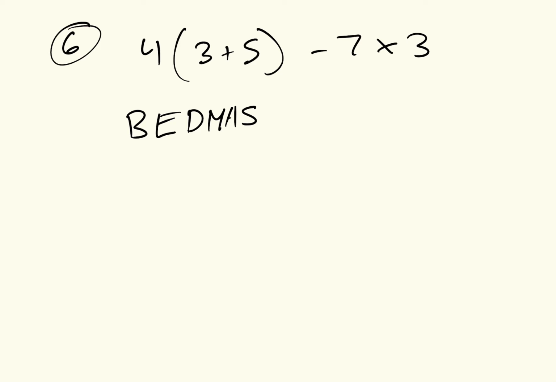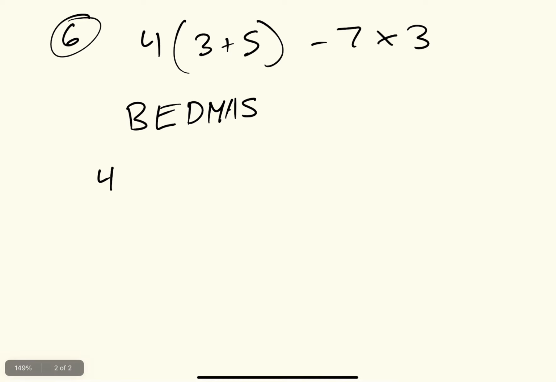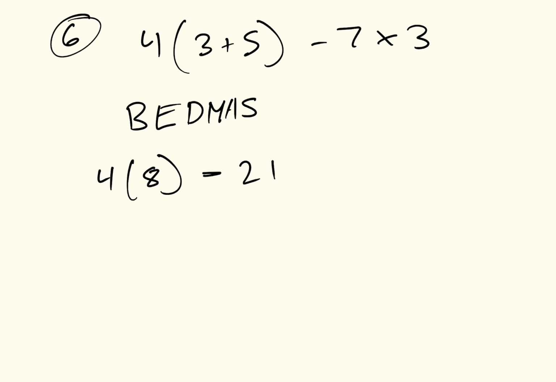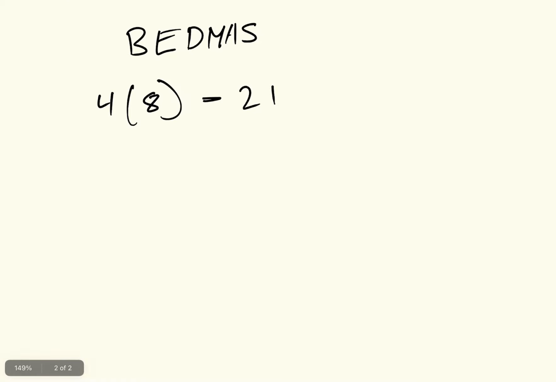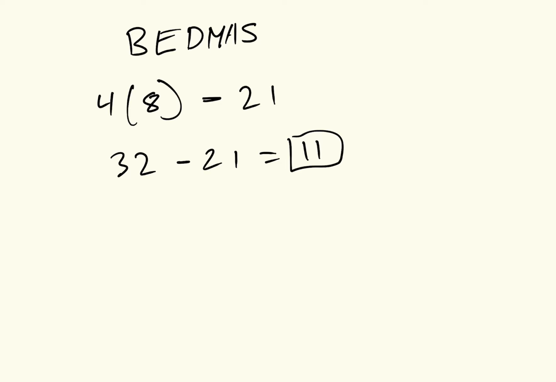So let's work inside the bracket first. You get 4 times 8 minus 7 times 3, which is just 21. Let's just simplify that. Now, when doing this, 4 times 8 is 32, minus 21, which is equal to 11. And that would be your answer for that.